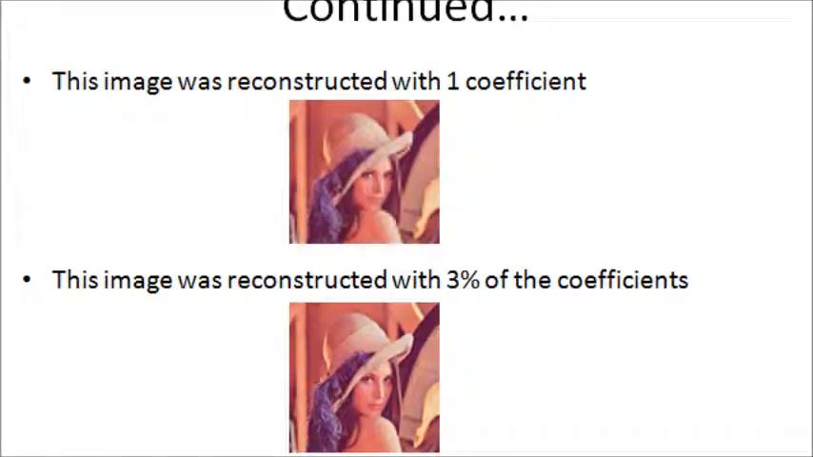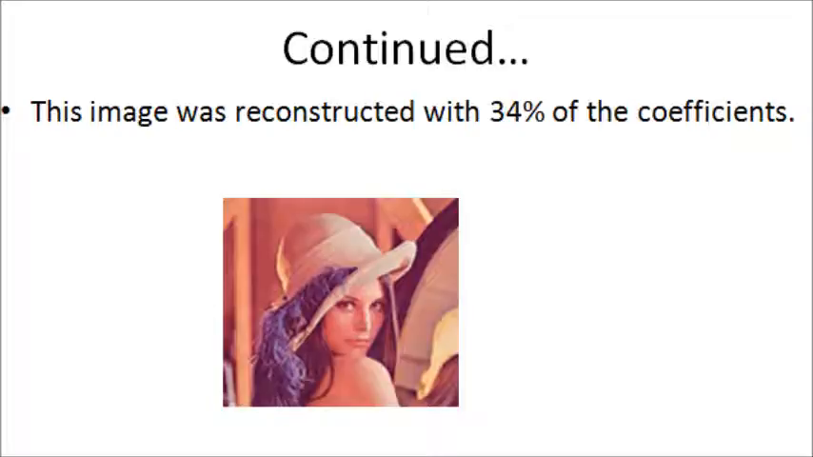Here, consider three different images. The first image is reconstructed with one coefficient, the second with 3% of the coefficients, and the third one is constructed with 34% of the coefficients. So it is very difficult to see any difference between the 34% image and the original because we have thrown away information that is of less importance for the human eye.